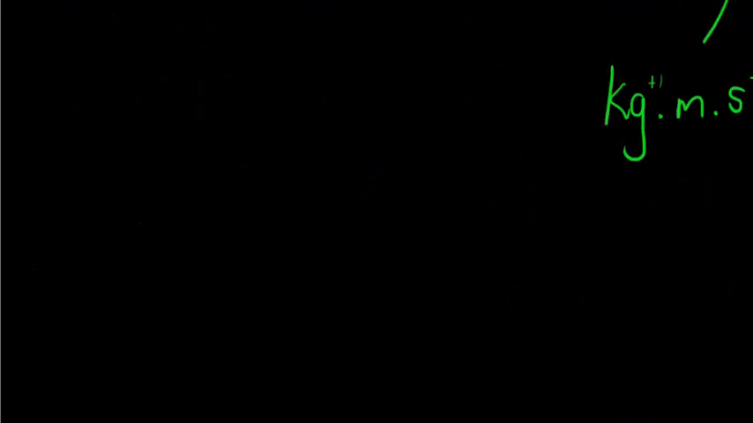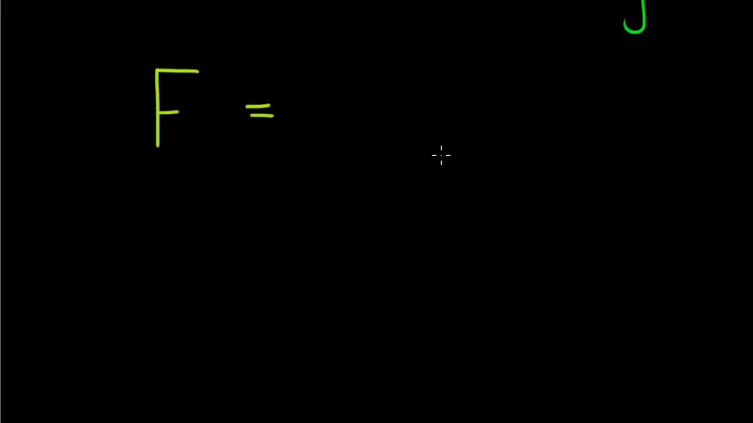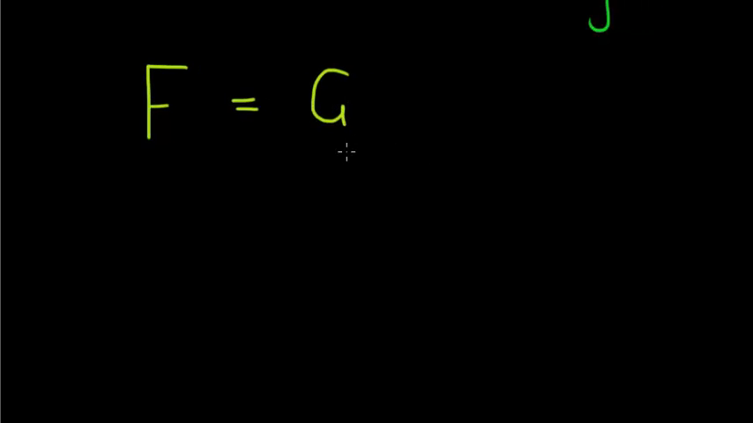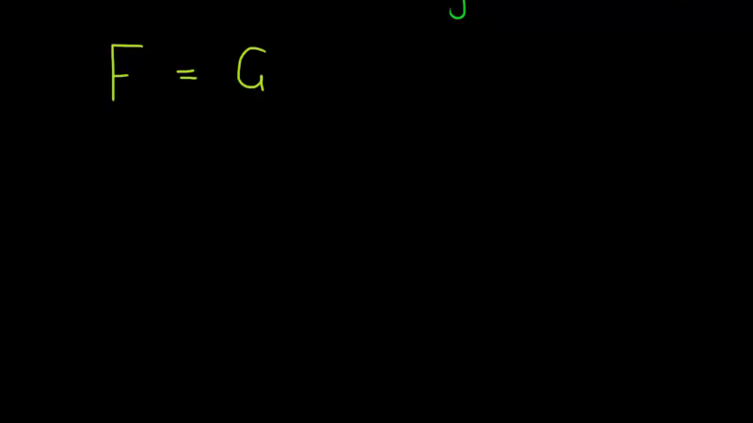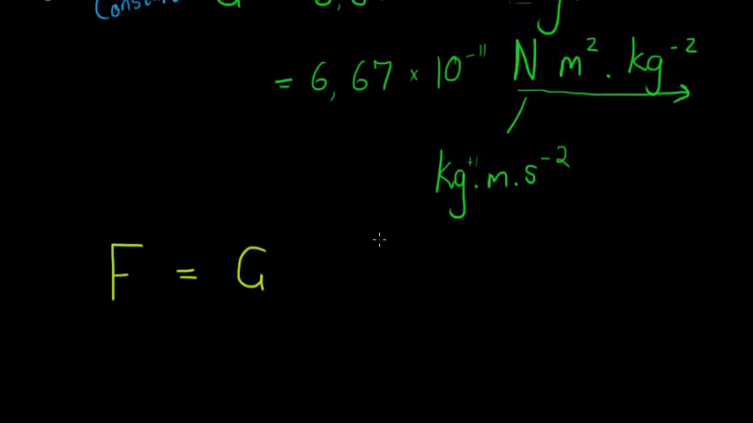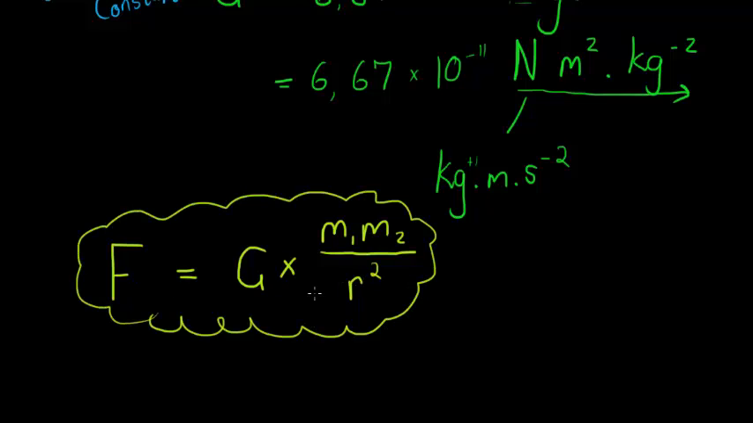So to summarize, if we wanted to calculate the force that existed between two objects, we would take this gravitational constant of 6.67 times 10 to the power negative 11 and multiply it with the product of the two objects' masses divided by the radius between their centers squared. And that would give us the force that exists between those two objects. This is going to be the formula that you can use to calculate the force that exists between those two objects.